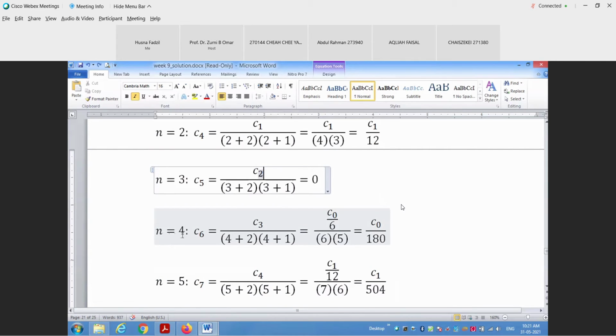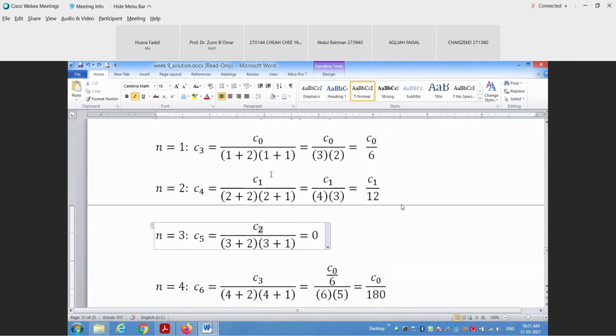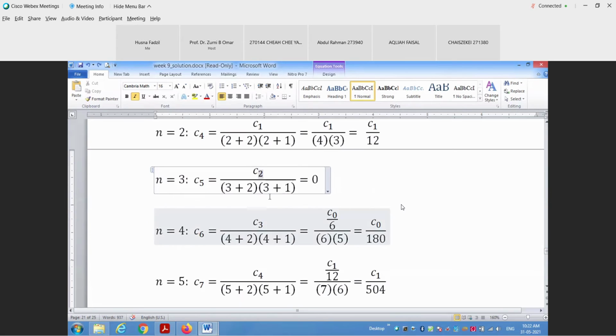When n equal to 4, C6 equal to C0 over 180. Okay, so you replace now n with 4. So you will get C3 over 4 plus 2 times 4 plus 1. Okay, that means 6 times 5 will be 30. But C3, you have found C3. C3 equal to C0 over 6. So replace this C3 with C0 over 6. So now you have C0 over 6 times 30. That means C0 over 180.